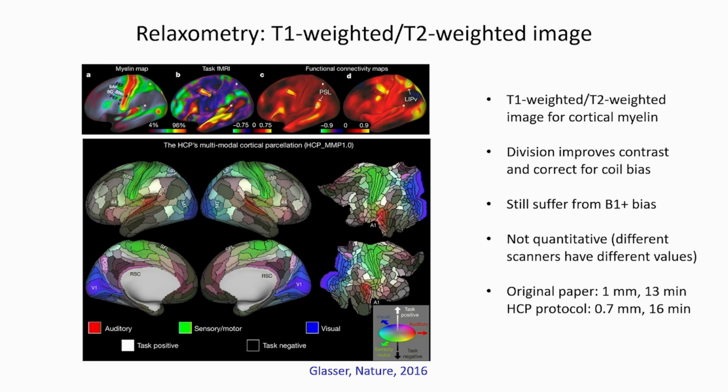Using this protocol, they went one step further and developed multi-modal cortical parcellation. They not only used this myelin map, but also combined task and functional connectivity information, from which they were able to parcellate the individual subject's brain at this level of complexity.